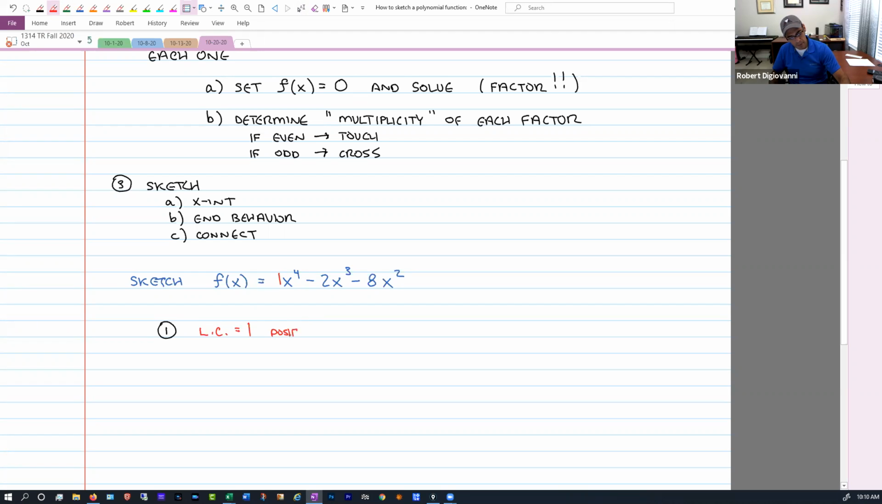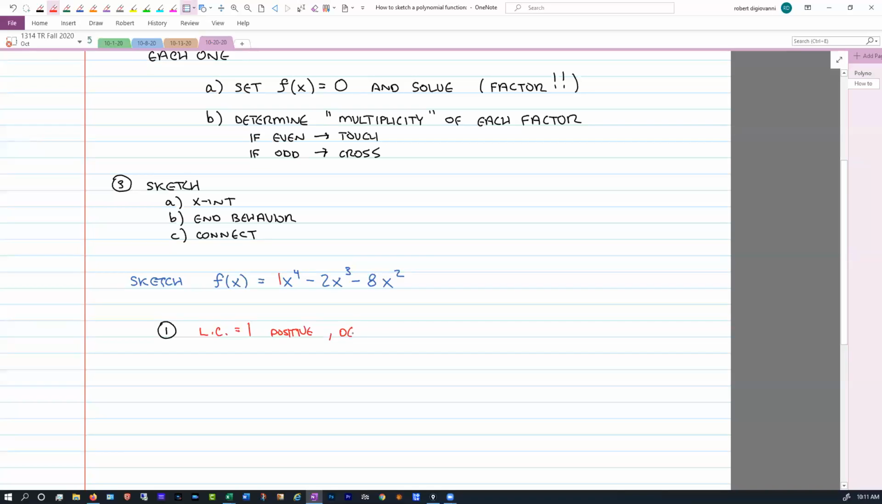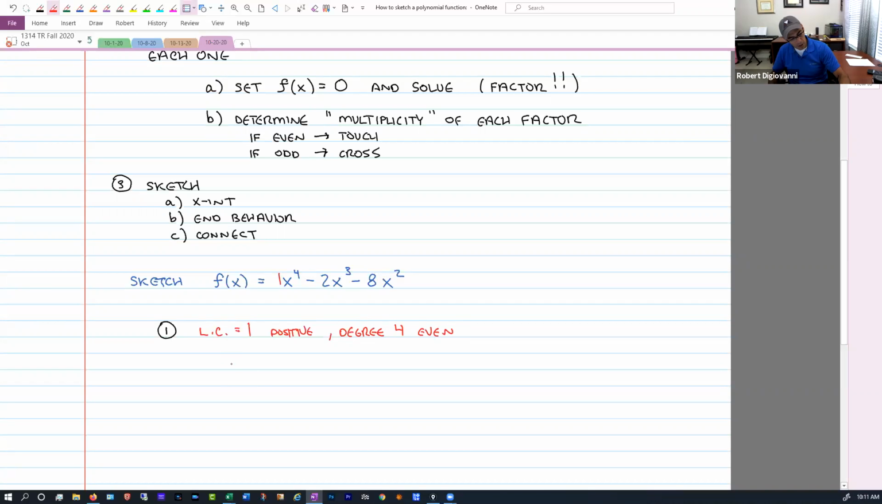I'll bring the table up for you in a second. Positive. And then the degree? Degree is 4, so it's even, so both the sides are going to go up. Good. So the left side goes up, the right side goes up, and in the middle, we don't know. All right? Good job.